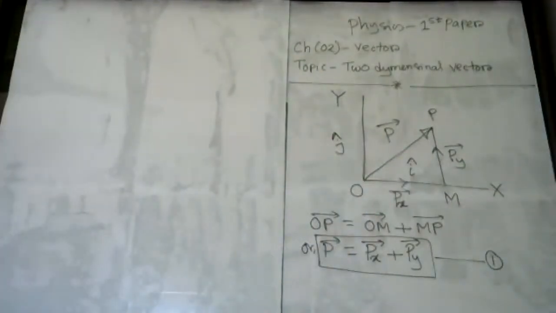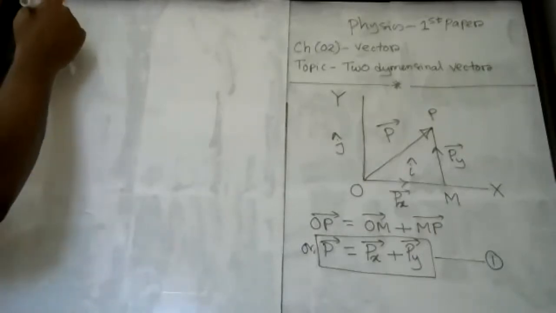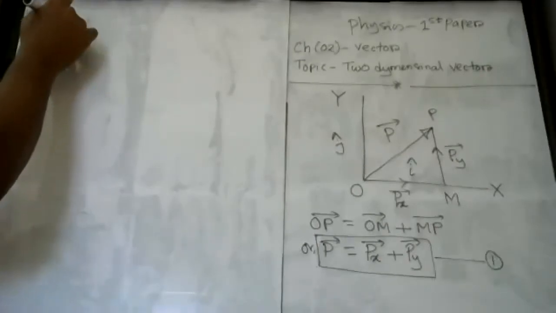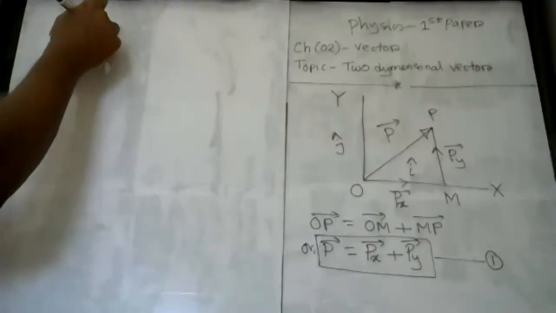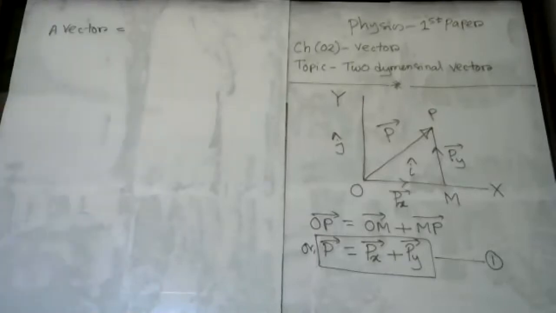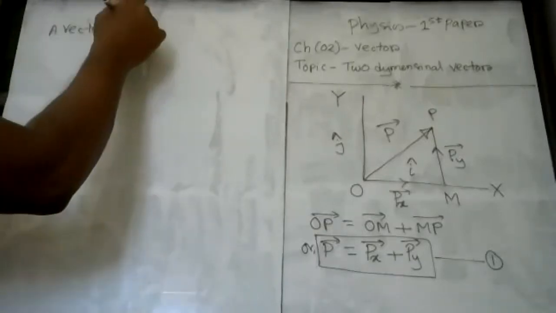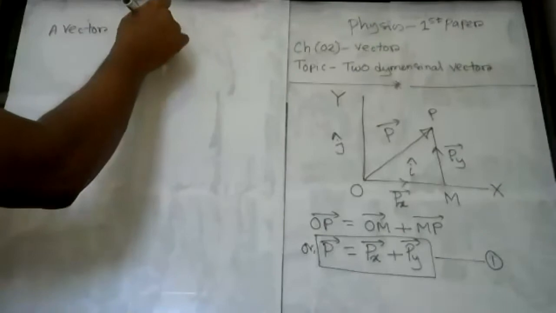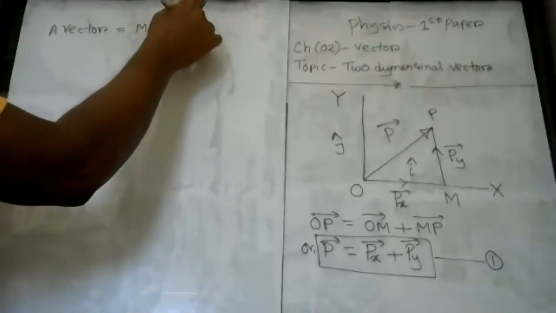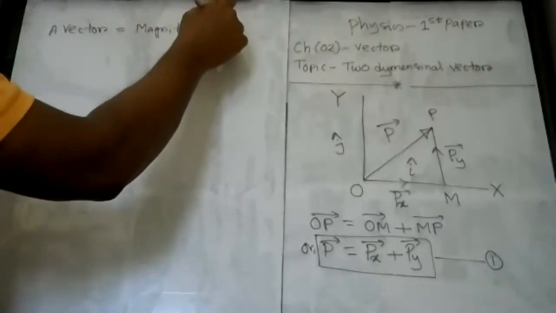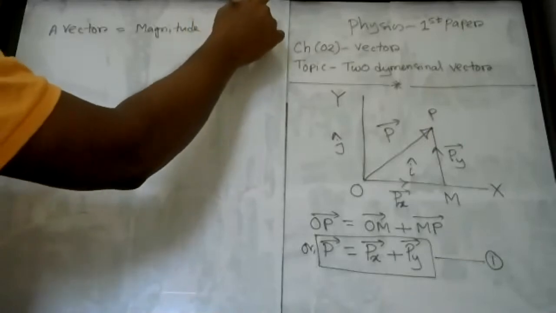You know that a vector quantity equals its magnitude into direction. This direction is nothing but its unit vector. So a vector will equal to its magnitude into unit vector.